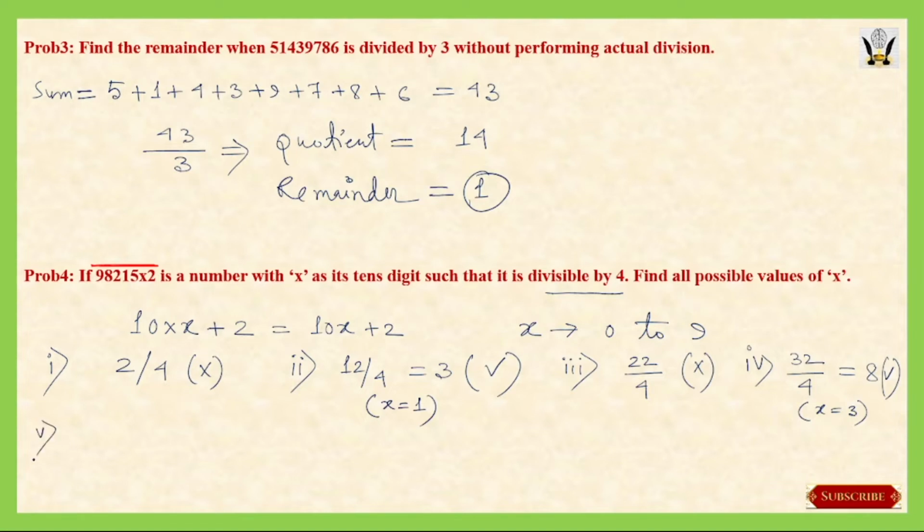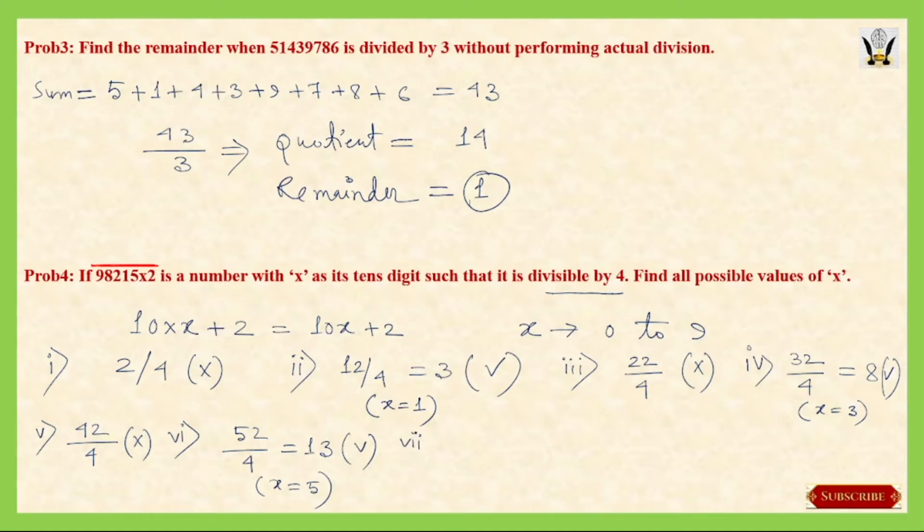Now the next possibility is when x is equal to 4. When x is equal to 4, it will be 42. 42 is not completely divisible by 4, so that is not possible. Next possibility is 5. 5 tens are 50 plus 2, 52. So 52 divided by 4, the quotient is 13 and the remainder is 0. That means when x is equal to 5, this part will be completely divisible by 4, and the whole number will be completely divisible by 4.